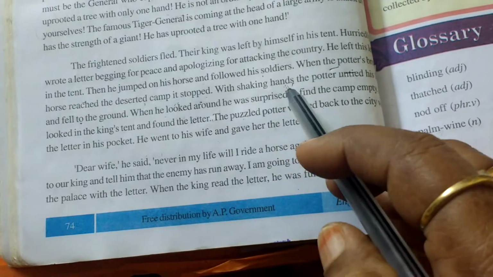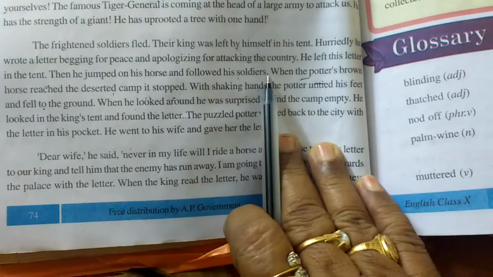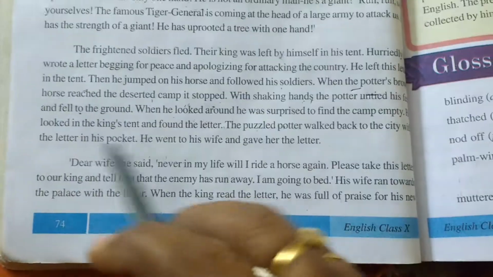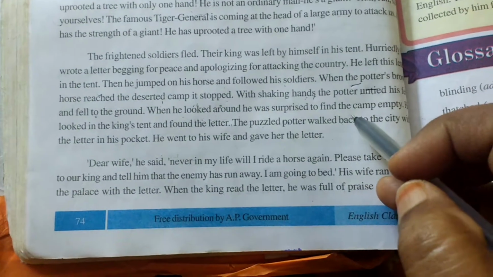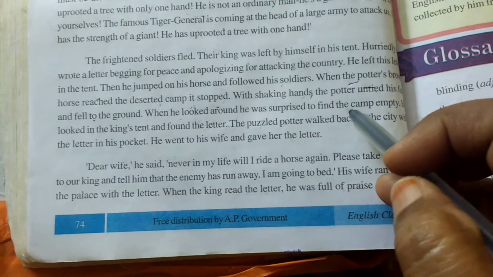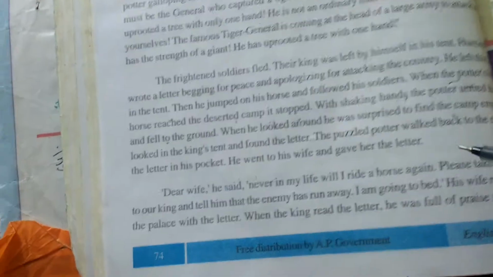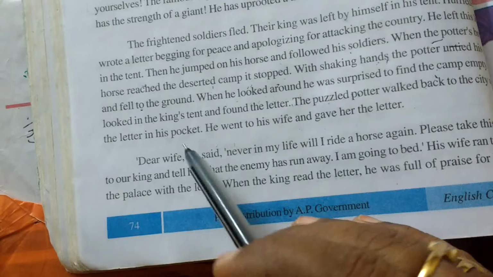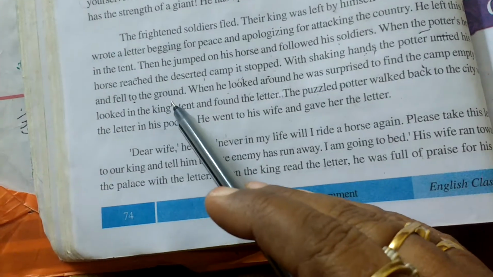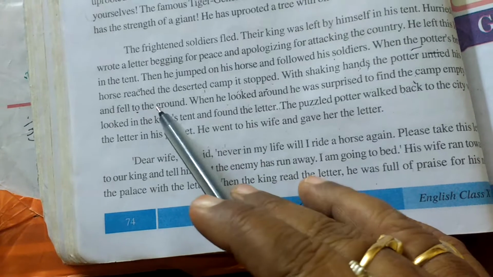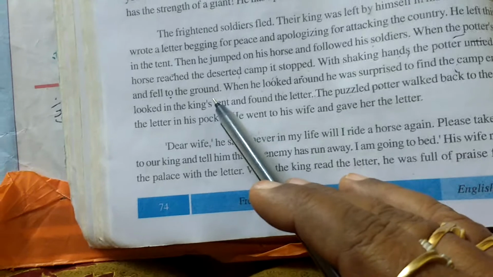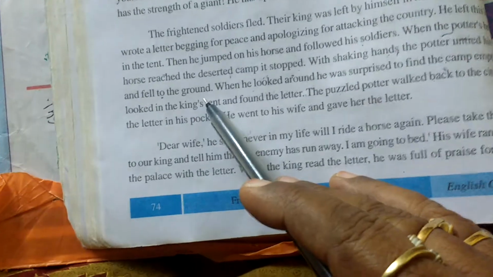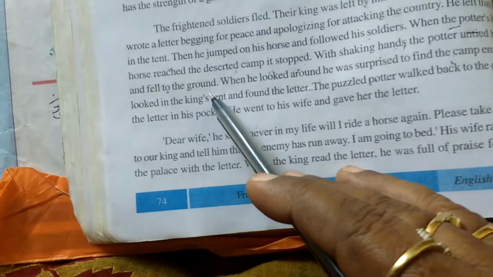With shaking hands, the porter untied his feet. With what hands did he untie? Shaking hands. So he relaxed from his legs, which were tied by the rope. He relaxed from them and fell to the ground. He did not know how to get down, no? So he fell. As soon as he untied the rope, he fell down.